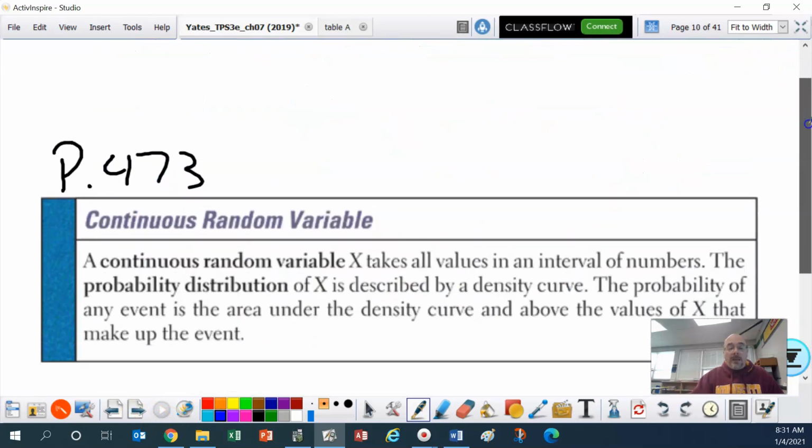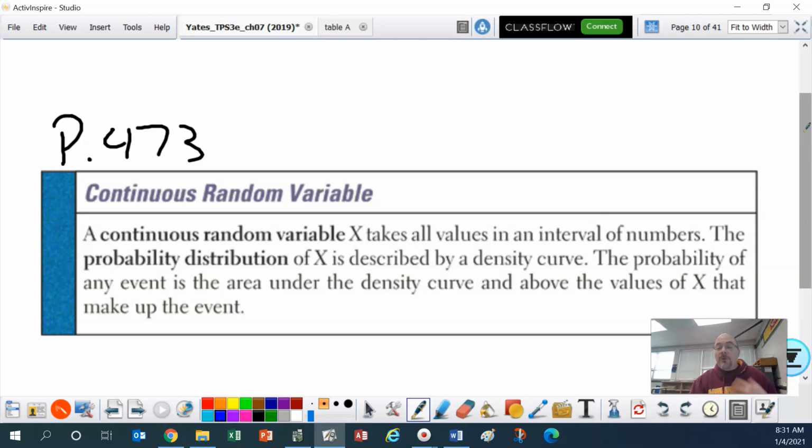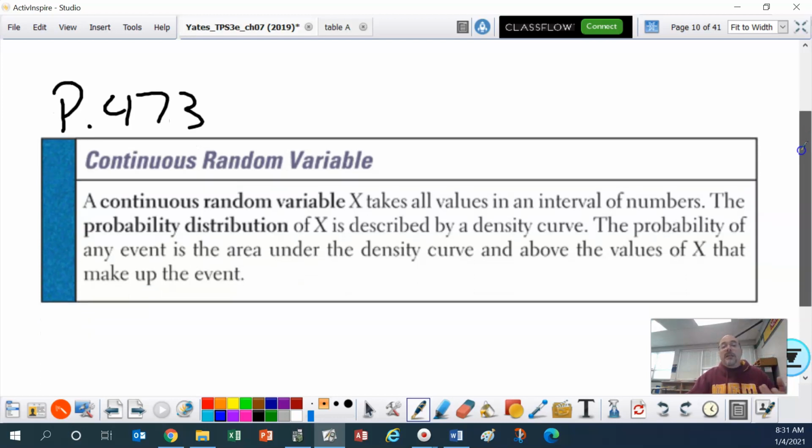All right, continuous random variables. Now again, those were discrete. Remember, discrete is countable. Continuous, found on page 473: a continuous random variable X takes all the values in an interval of numbers. The probability distribution of X is described by a density curve. Oh, going back to chapter 2. The probability of an event is the area under the density curve. Now remember, it doesn't have to be a normal curve. It could be any shape, which we'll see. And above the values of X that make up the event. Okay, so pause that so you can get it written down.